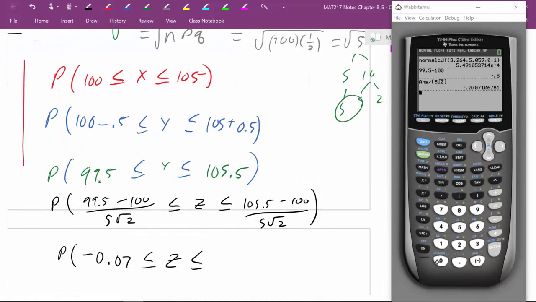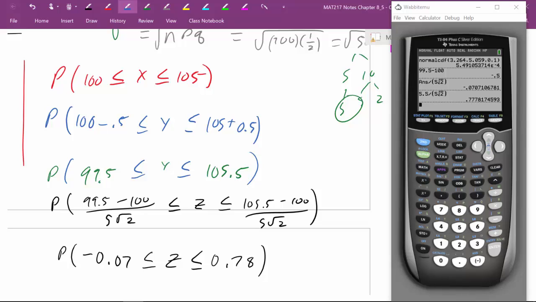All right, here we go. Hopefully you could do this in your head, which is 105.5 minus 100. Hey, that's just 5.5. Okay, divided by 5 radical 2. And that ends up being 0.777. And since we're running 2 decimal places, that'll just become 0.78.